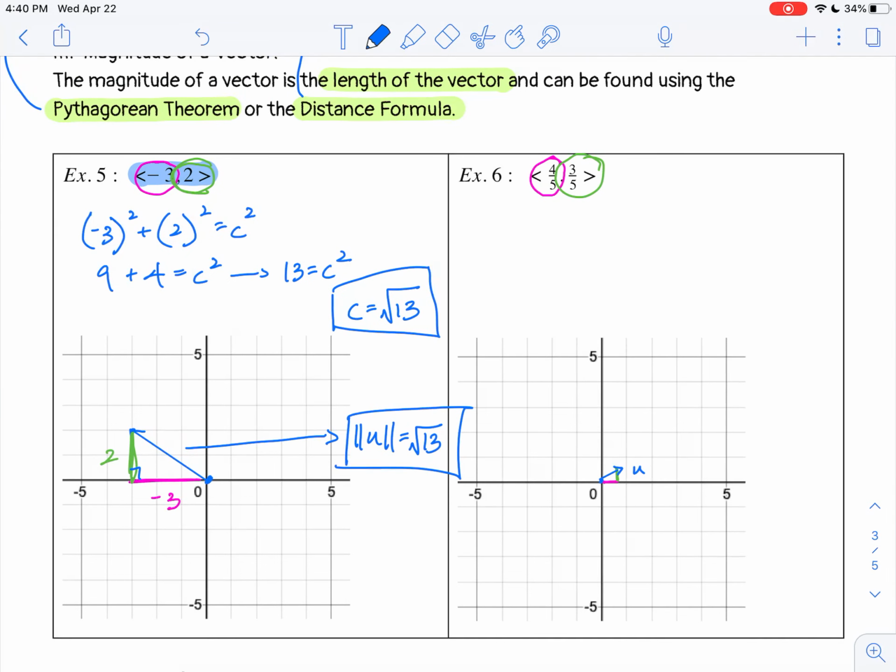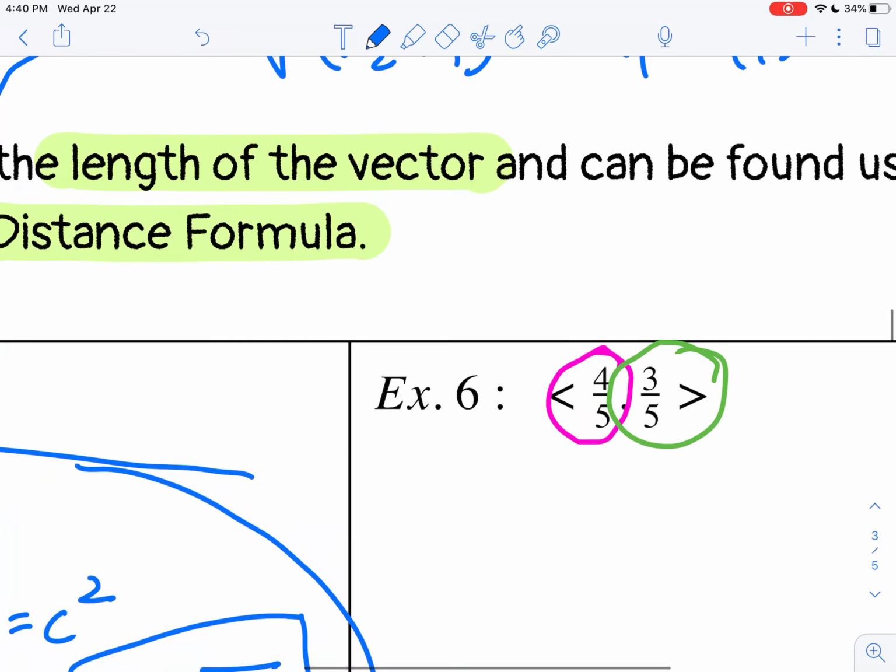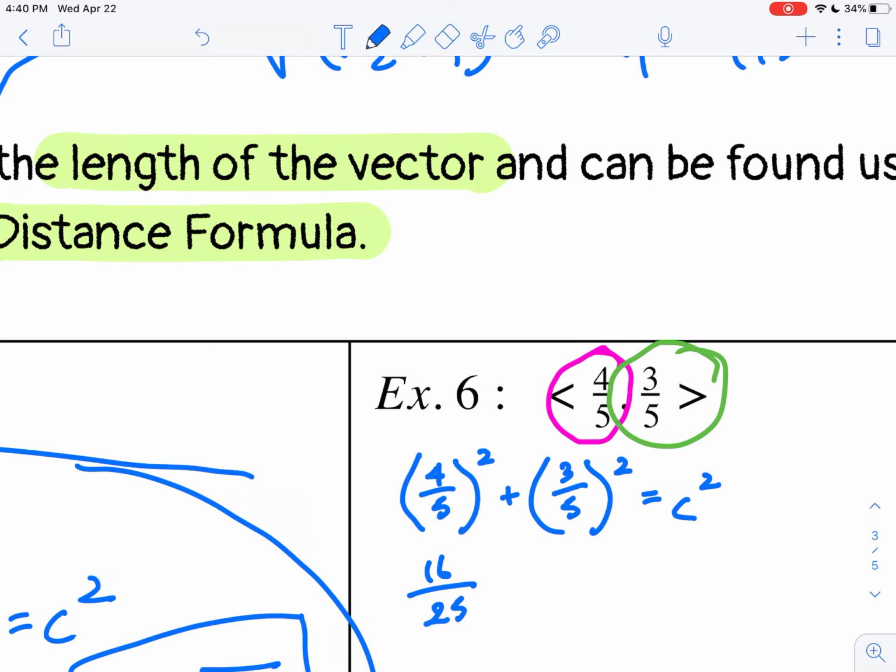Now, if I want to find the length of this vector, I can still use the same formula I used to find the hypotenuse. It's just a smaller triangle with some fractions, but let's see how it works out. I'm going to take 4/5 and square it, plus 3/5 squared, equals the hypotenuse squared. So I get 16 over 25 plus 9 over 25 equals c squared.